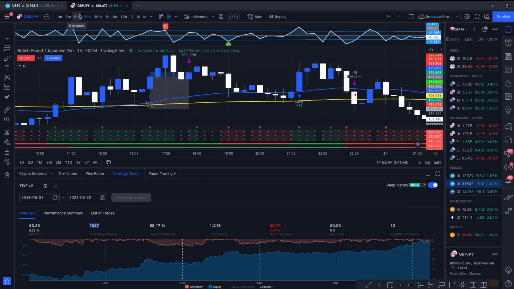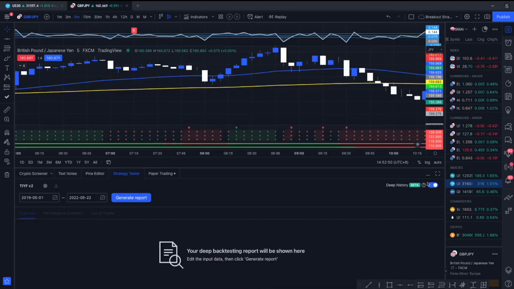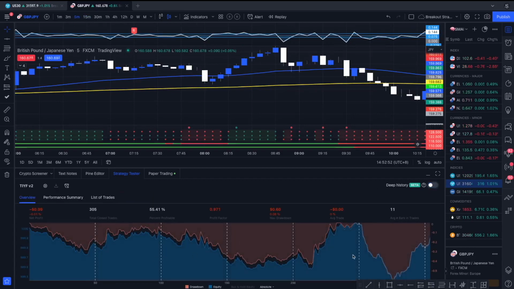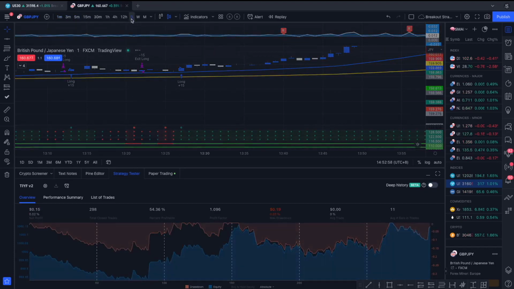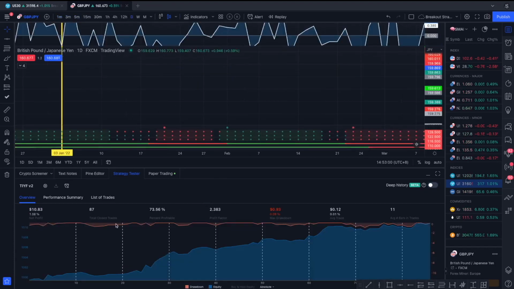And I know a lot of you guys are interested in how it performs on a 5 minute chart. On a 5 minute chart with the same settings, it's not working out at all. You can look at the 1 minute chart as well. It's not working out either. Let's have a look at the daily chart. The daily chart looks pretty fair. Only 87 trades, but no, that's not really worth it.